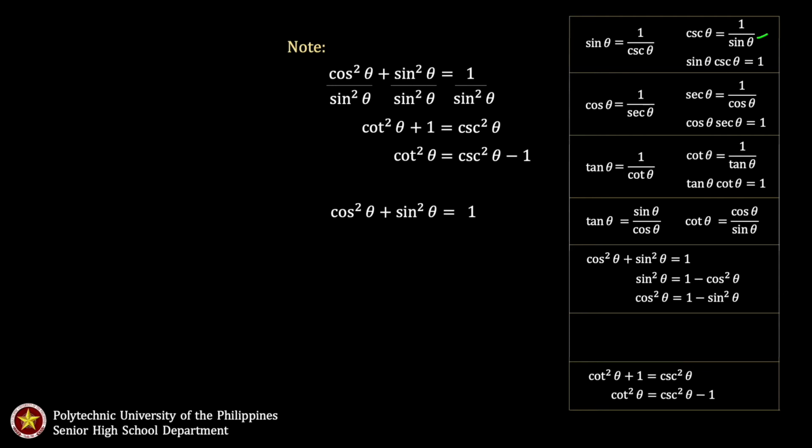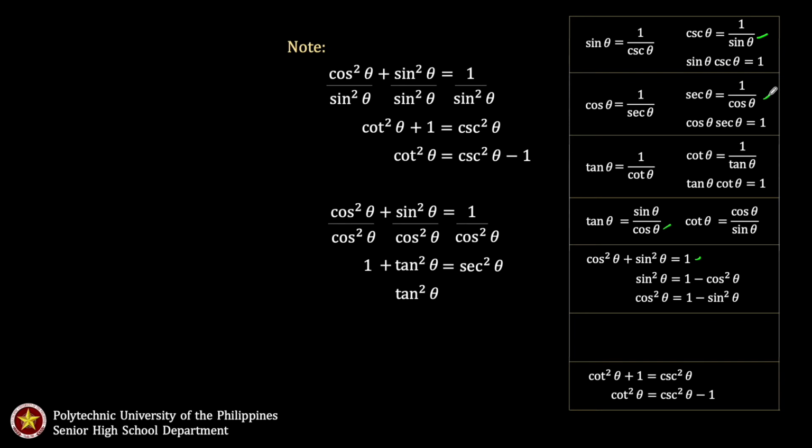Another, from cosine squared theta plus sine squared theta equals 1, at this point, we divide both sides by cosine squared theta. Now, cosine squared theta over cosine squared theta is just equal to 1. Sine squared theta over cosine squared theta is tangent squared theta. 1 over cosine squared theta is equal to secant squared theta.